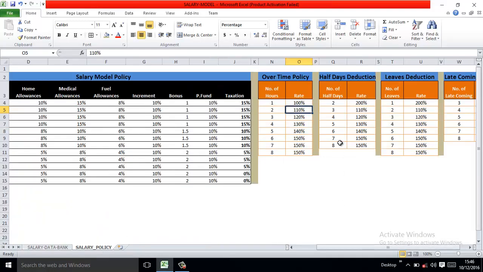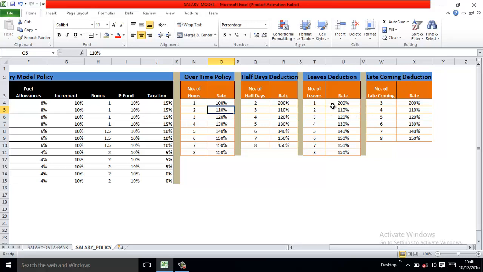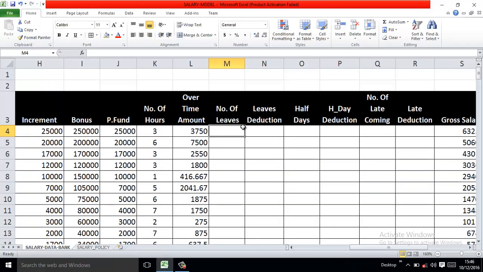So in the leave deduction table, we have a policy that if an employee avails 1 day leave without informing, we will deduct 100% of their basic salary of a day. If 2 days, then 10% additional. If 3 days, 20% additional. If 4 days, 30, 40 and 50% additional respectively. So let's again generate the number of leaves using the same formula, RANDBETWEEN.